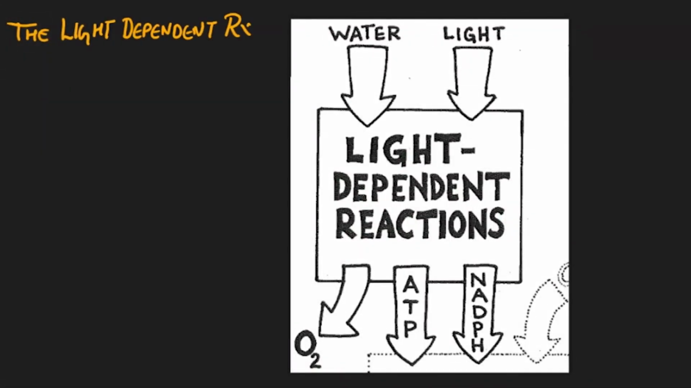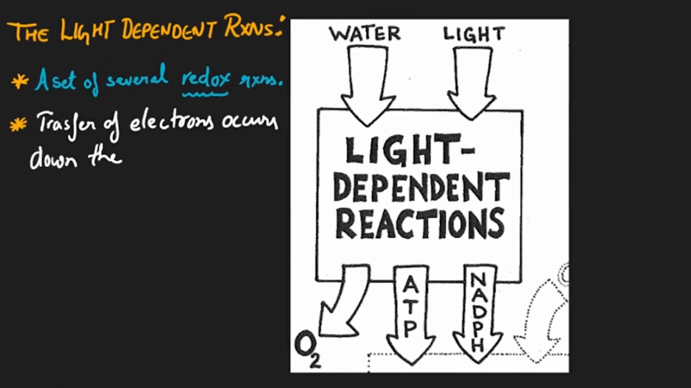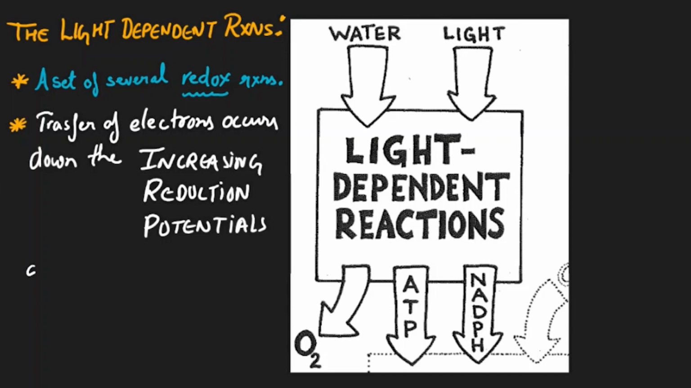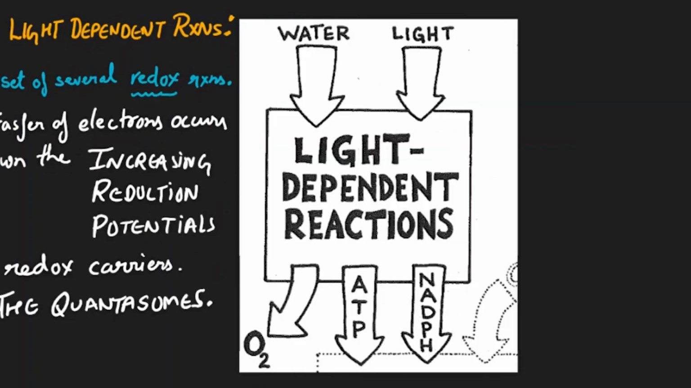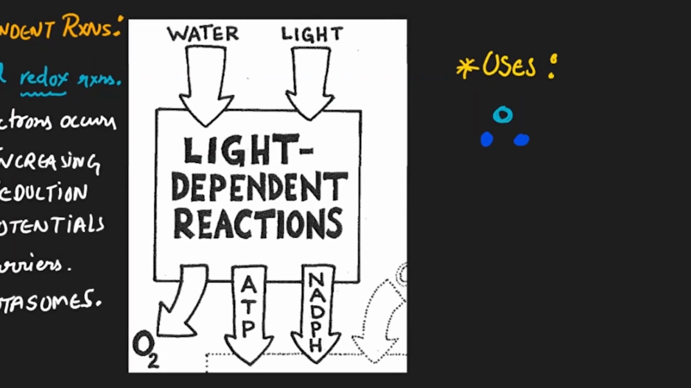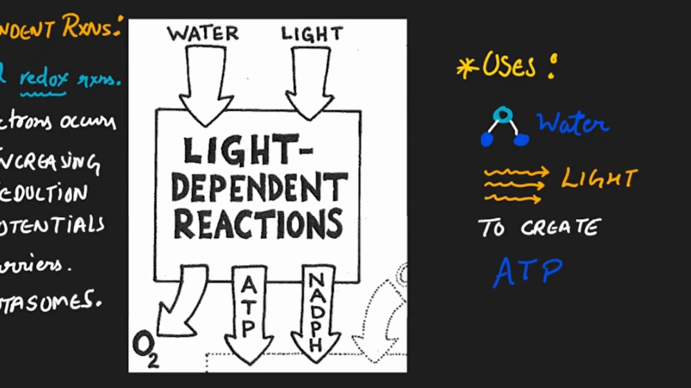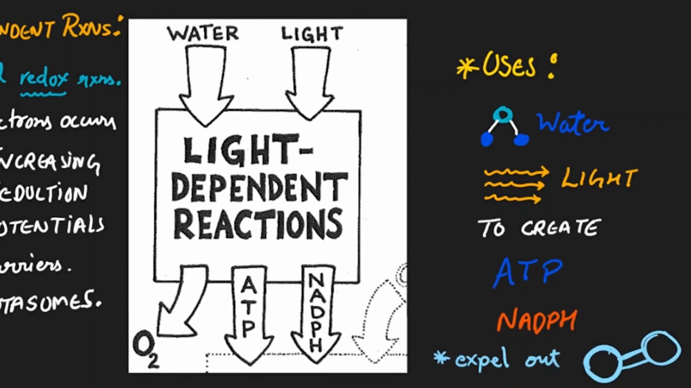This is a set of several redox reactions which involves the transfer of electrons down the increasing reduction potentials of redox carriers or the QUANTASOMES. These reactions use water and light to generate ATP and NADPH as energy-rich molecules by expelling out oxygen as a byproduct.